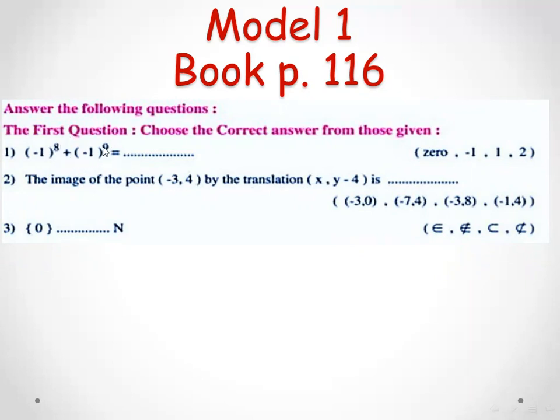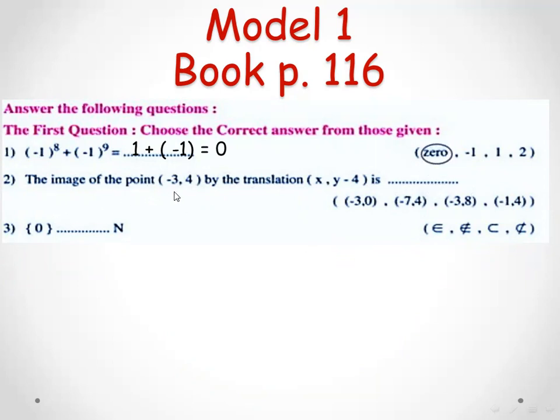Negative 1 to the power 9, I have here an odd power, so it will keep the negative. 1 to the power 9 equals 1, so it's going to be 1 plus negative 1, a number and its inverse. And I told you before that any number plus its inverse equals 0. So I'm going to choose 0.